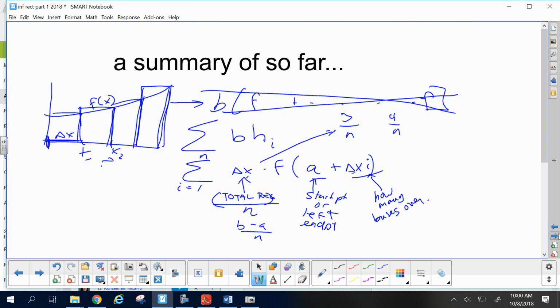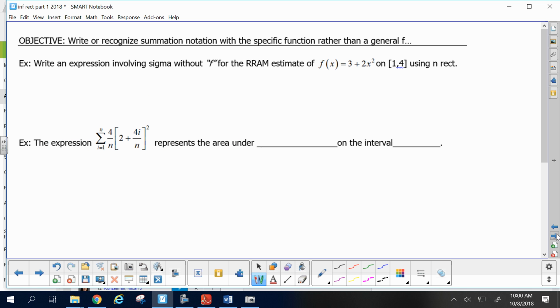Okay. All right. I think we're on the back now. Is this true? Okay. Now sometimes, rather than f in the problem, you'll actually see a function, and that's where things start to get a little hairy. Write an expression involving sigma without the f for RRAM. That's the first time I think I've used that abbreviation. That's right rectangle approximation method.